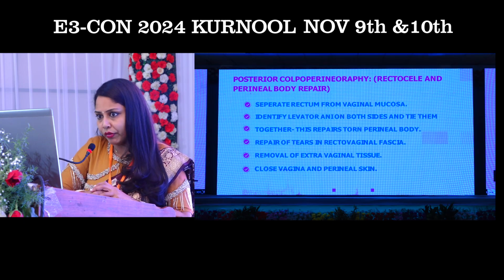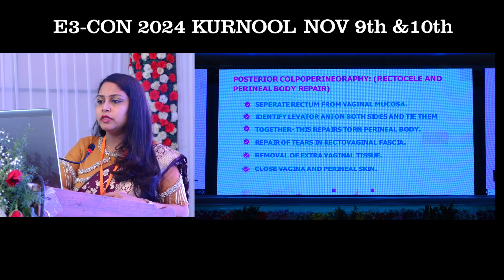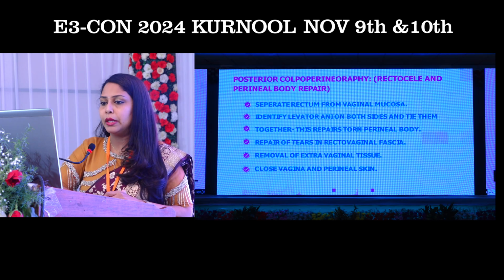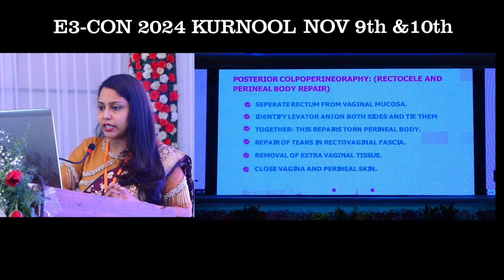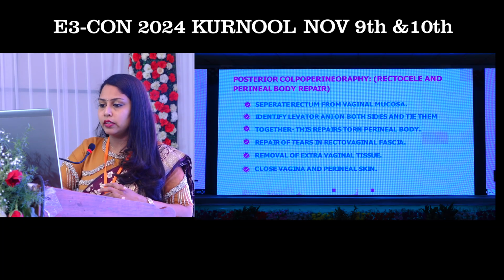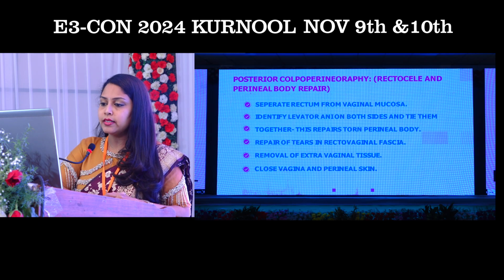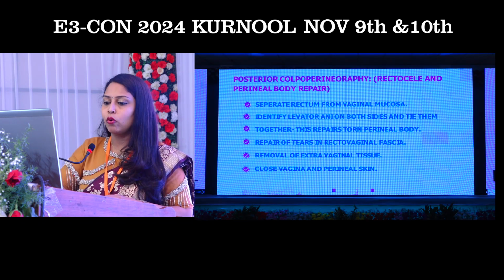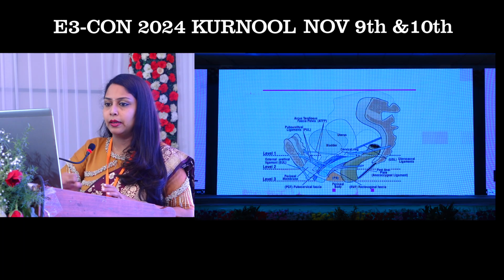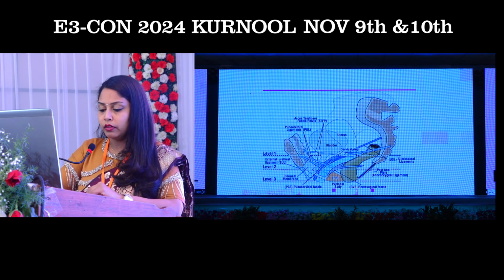Posterior colpoperineoplasty. This is done to reduce the rectocele and also for perineal body repair. We separate the rectum from the vaginal mucosa, identify the levator ani on both sides and join them together. This repair tones the perineal body also. Repair of tears in the rectovaginal fascia, removal of excess vaginal tissue, and closure of the vagina and perineal skin. This is a picture.